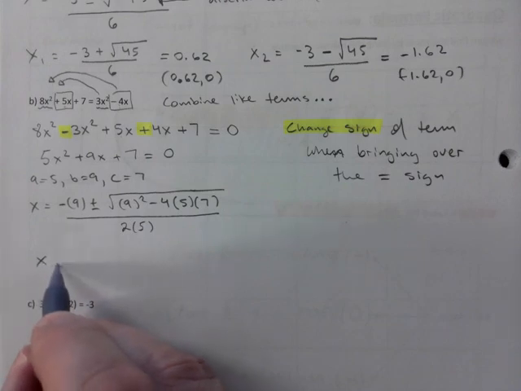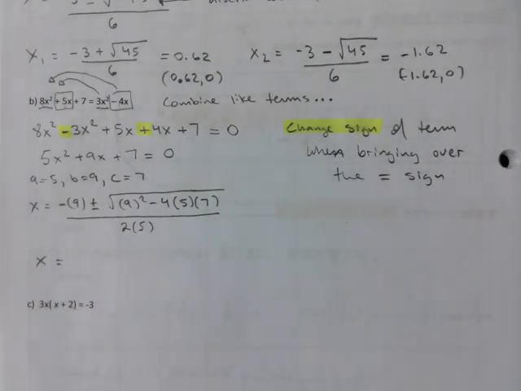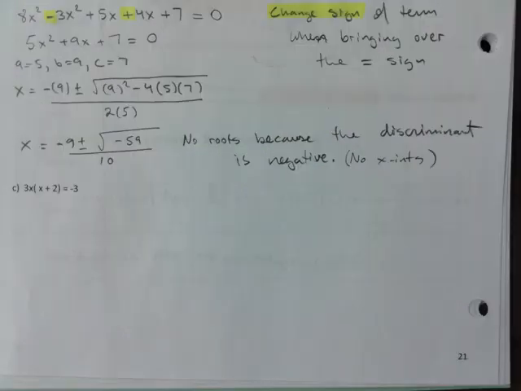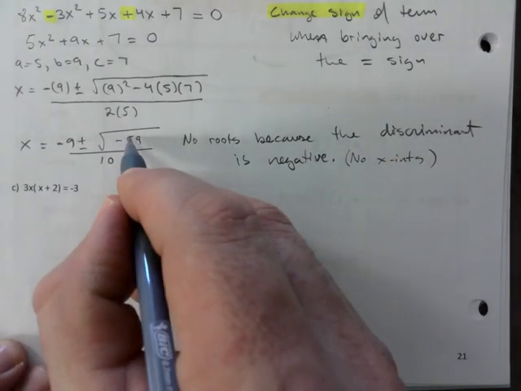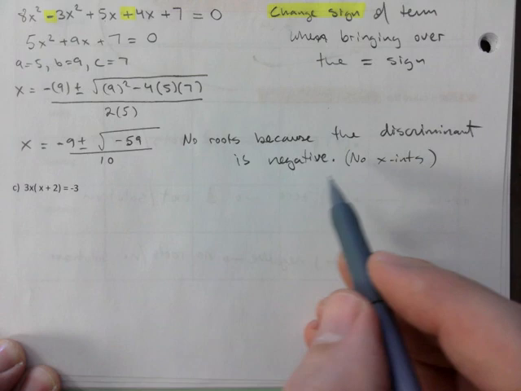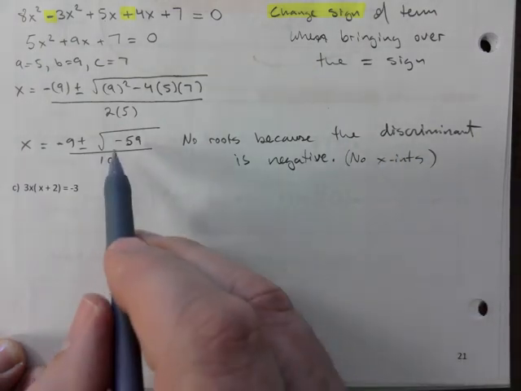I want you to clean this up yourselves. What would the cleaned up version look like before you branch off to the two solutions? Negative discriminant, no x-intercepts. Okay.